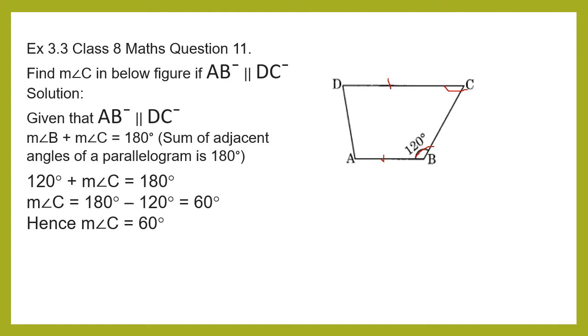So angle B plus angle C equals 180 degrees. The measure of angle B is 120 degrees, plus the measure of angle C equals 180 degrees. The measure of angle C equals 180 degrees minus 120 degrees, which is 60 degrees. So the measure of angle C is 60 degrees. I hope you understood this problem, children. This is a very simple and small problem.